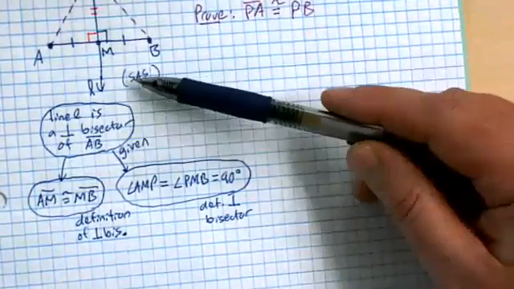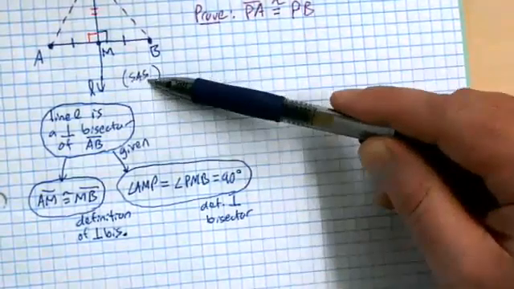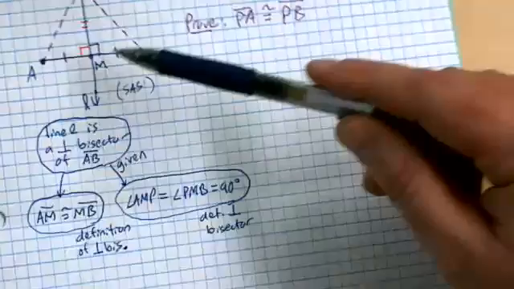So to do SAS, I need a pair of sides, a pair of angles, and another pair of sides. I got a pair of sides here. I did AM and MB.